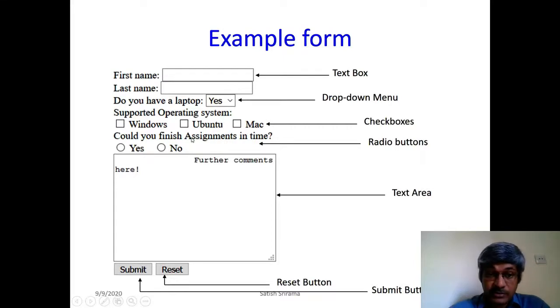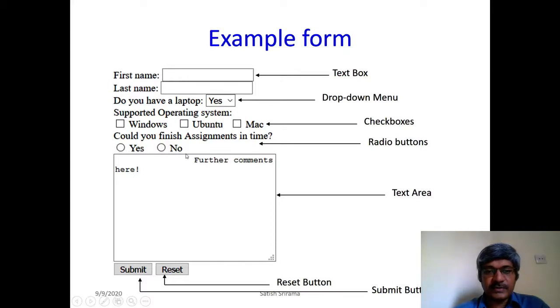And last week, we also saw how to set up virtual machines, using which a Windows machine can also have support for Ubuntu. So you can enter multiple values here. That's how the checkboxes work, whereas radio buttons give you an option to click only one of them.